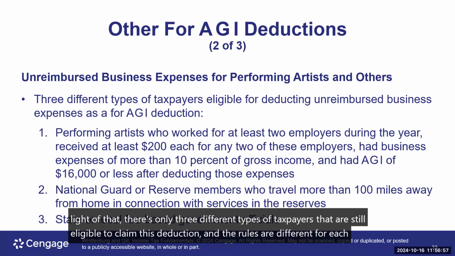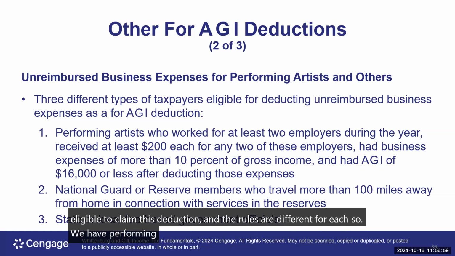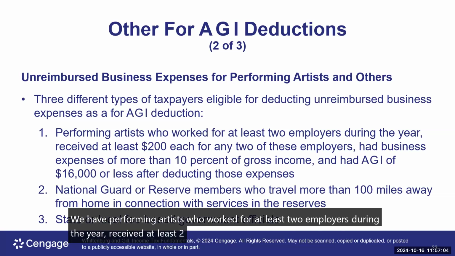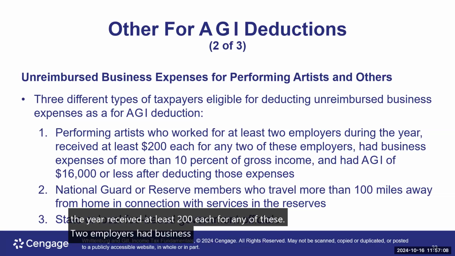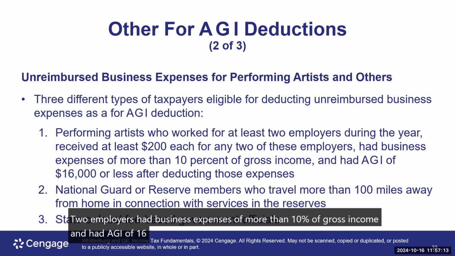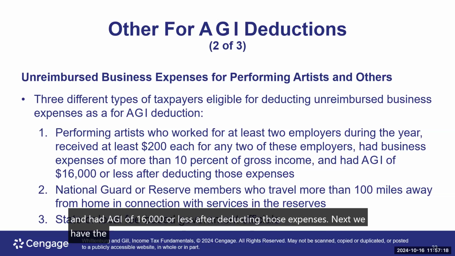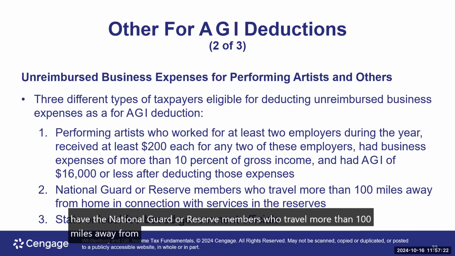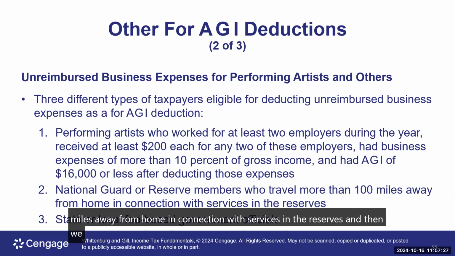So we have performing artists who worked for at least 2 employers during the year, received at least $200 each from any of these 2 employers, had business expenses of more than 10% of gross income, and had AGI of $16,000 or less after deducting those expenses. Next, we have the National Guard or Reserve members who travel more than 100 miles away from home in connection with services in the reserves. And then we have fee basis government officials.